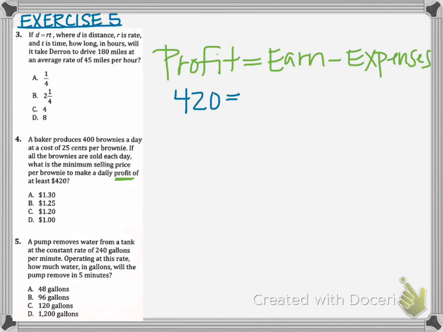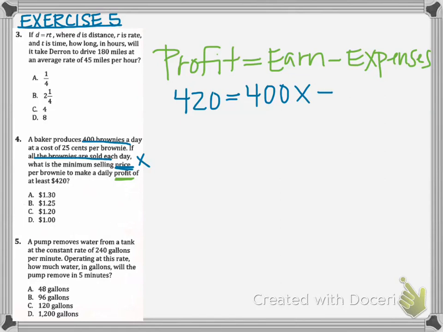Now, how much does he earn? Well, he earns whatever he sells the brownies for times the number of brownies he's sold. We need to figure out the price for the brownies. So we don't know what he's selling the brownies for. Well, let's call it x, right? It says that all the brownies are sold each day and he makes 400 brownies a day. So he's selling 400 brownies at some price we don't know.